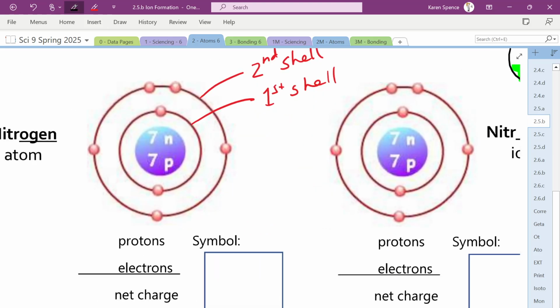How many electrons do we have right now in our outer shell? We have 1, 2, 3, 4, 5. Do we want 5 or do we want more? More. So we're going to fill in. This guy is going to gain 3 electrons. Okay, so we're going to put in 1 extra right here, 1 extra right here, and 1 extra right here.